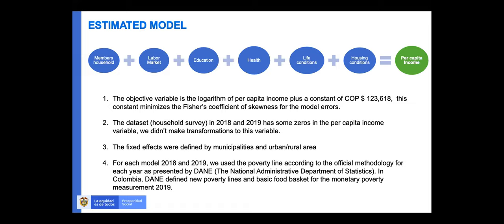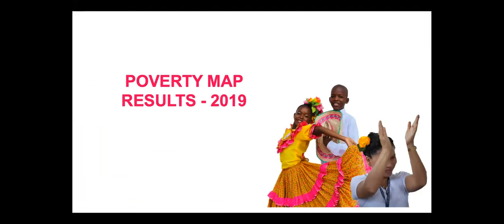The data set, the household survey in 2018 and 2019, has some zeros in the per capita income. We didn't make a transformation to this variable. The fixed effects were defined by municipalities and urban and rural area in the household survey. For each model, 2018 and 2019, we used the poverty line according to the official methodology for each year, as presented by Dani. If you remember, Dani defined new poverty lines and a new food basket for the monetary poverty measurement in 2019.